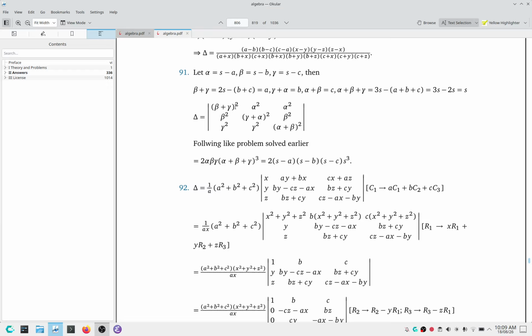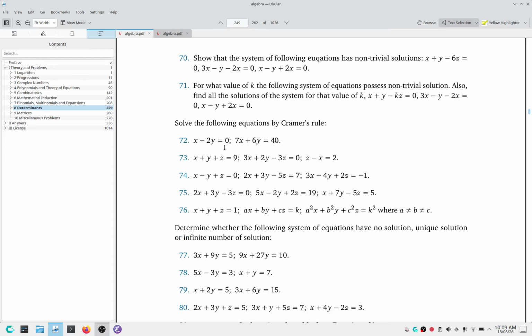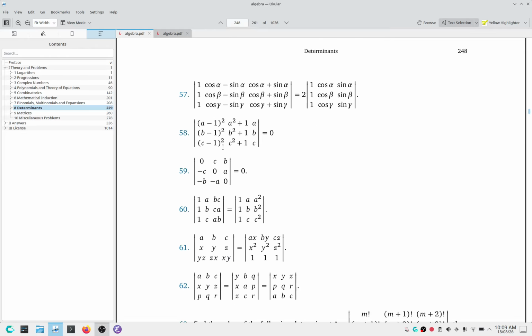So once we have that, we can write the determinant as beta plus gamma whole square, alpha square, beta square, gamma plus alpha whole square, beta square, gamma square, alpha plus beta whole square. And we have solved one such problem, and the determinant will be 2 alpha beta gamma, alpha plus beta plus gamma whole cube. Now, if you want to see this problem 91 like problem, I will show you where it is solved.